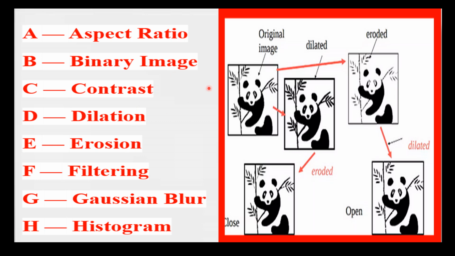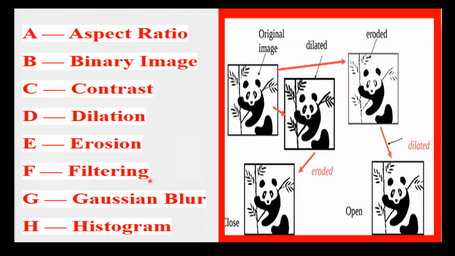Then comes dilation. Dilation is a morphological image processing technique that increases the size of objects in an image by iteratively growing the pixels of the foreground. For example, dilation can be used to make a person in a photograph appear larger. Then comes erosion. Erosion is a morphological image processing technique that decreases the size of objects in an image by iteratively shrinking the pixels of the foreground. For example, erosion can be used to remove small details from the image.